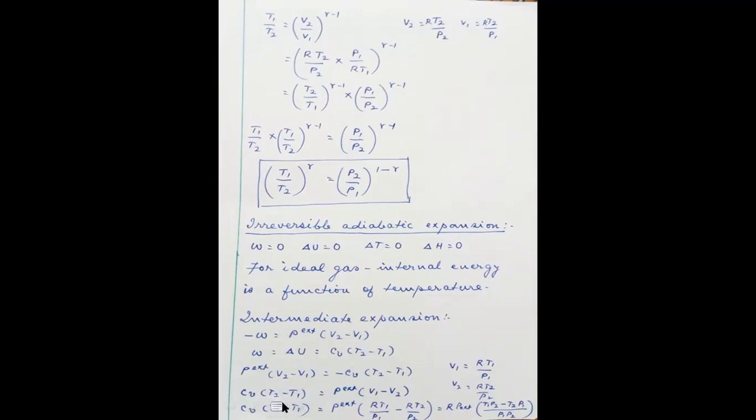So CV T2 minus T1 is equal to P external, which can be written in terms of pressure as RT1 by P1 minus RT2 by P2. Therefore, this is equal to R, which can be taken as a common factor, R into P external, and taking the denominator P1 P2 as a common factor, it becomes R P external T1 P2 minus T2 P1 divided by P1 P2. So this is about the irreversible adiabatic expansion.